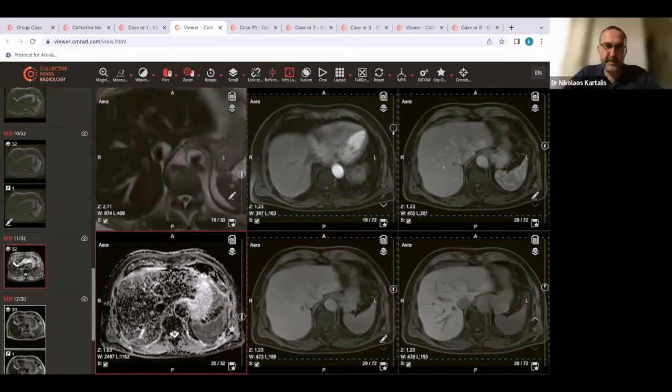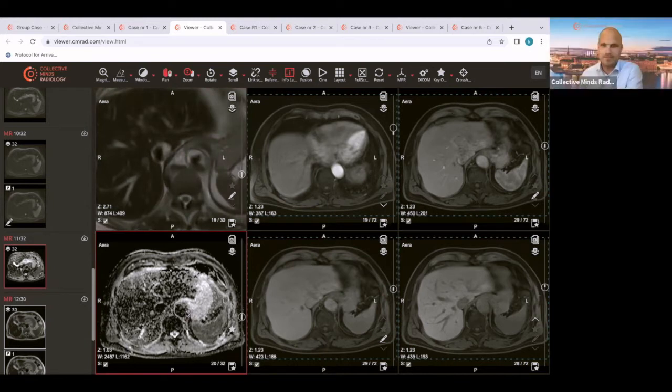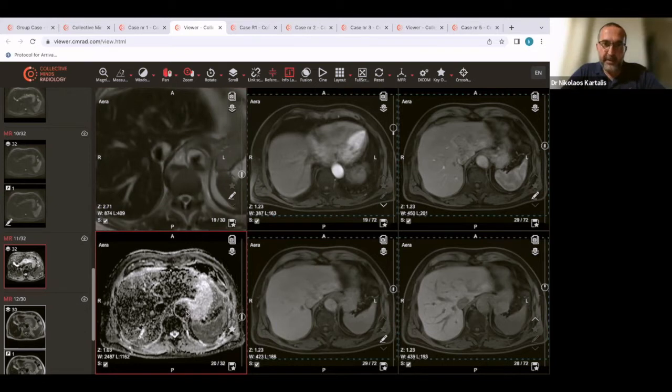Can we see the results? There we go. Okay, excellent. So 70% say hemangioma, 20% go for metastasis, and 7% HCC. Okay, excellent. This is a very nice and illustrative example of how things can go wrong.